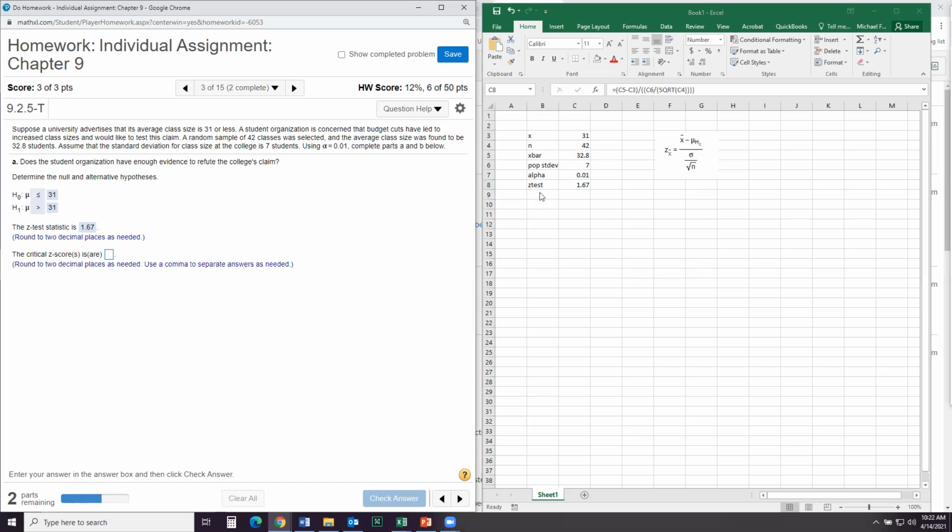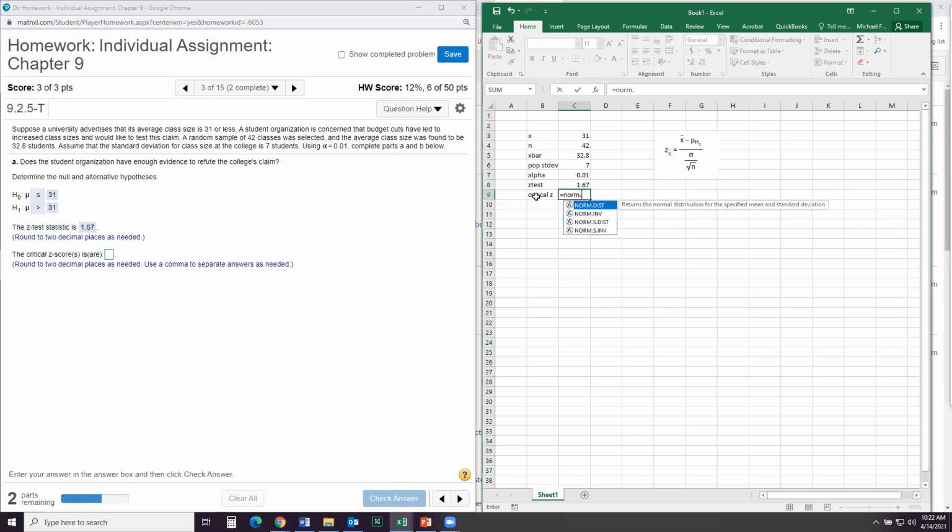Then it wants our critical Z-score. Our critical Z-score is just the Z-score of our alpha. So I'm going to use norm.s.inv, the inverse. I'm going to put in the probability. If I do this, it's going to return a negative, so I want the absolute value of norm.s.inv for the alpha. So there's our critical Z-score, also to 2 decimal places.